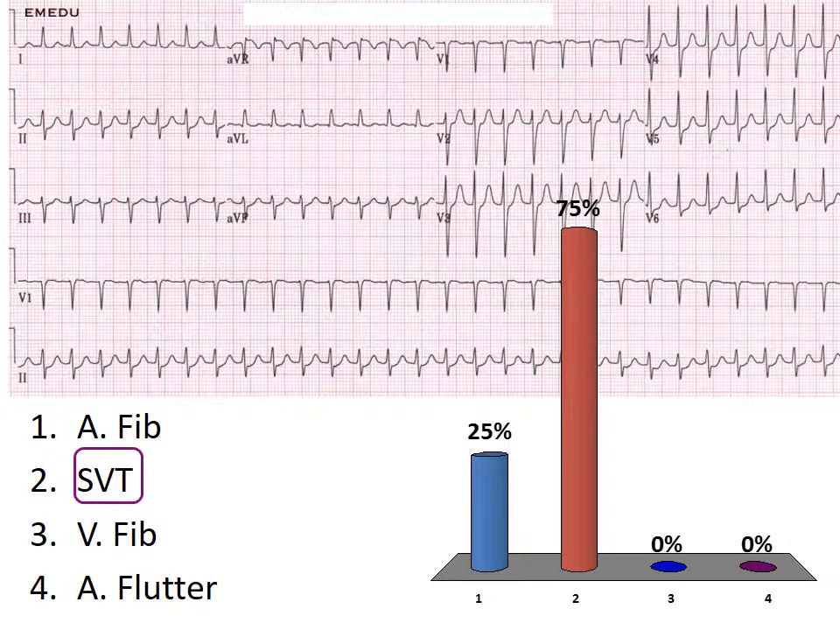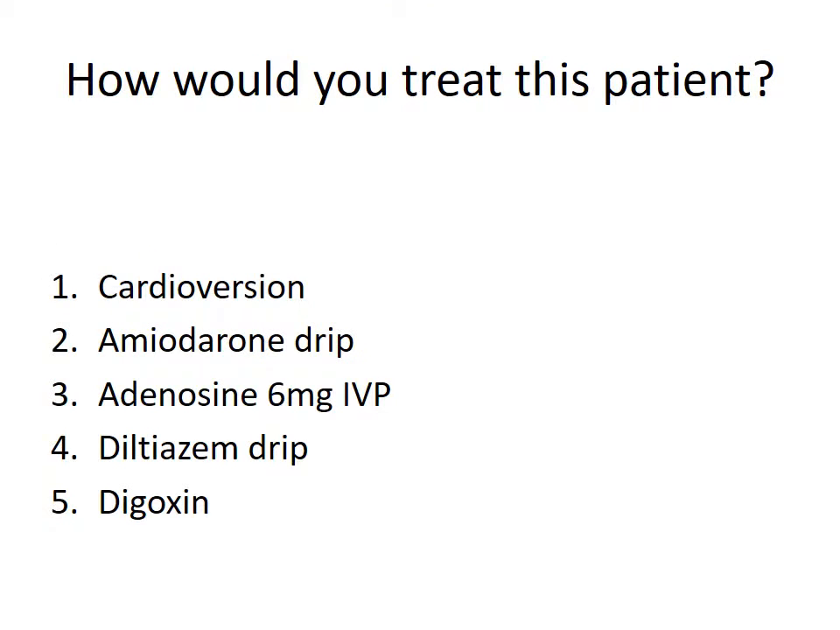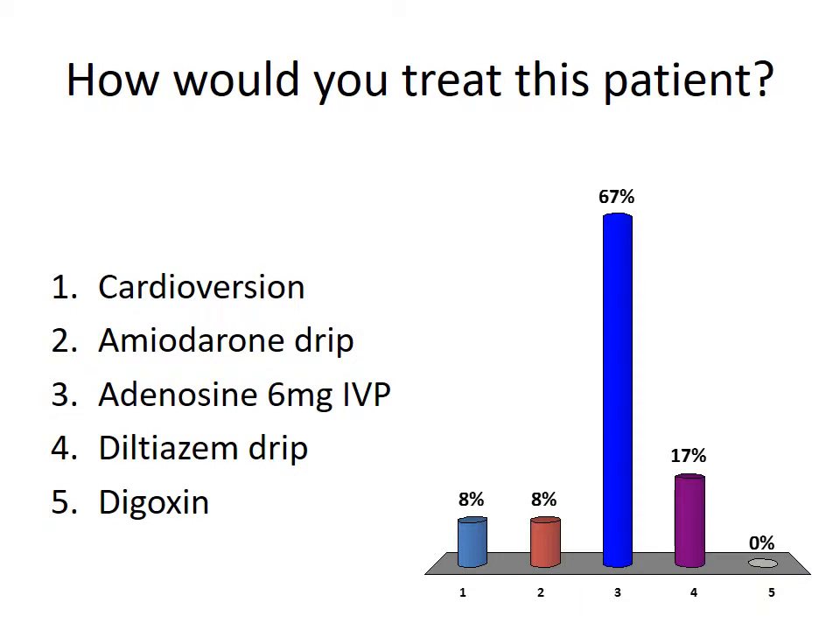And definitely not VFib. It's not wide and it doesn't look scattered all over the place where you can't discern it. And it's not A flutter because it doesn't have a sawtooth pattern. And again, it's quite regular. How would you treat this patient with SVT? Adenosine, which will stop their heart momentarily. Everyone in the room stops breathing for a moment, and then it restarts.